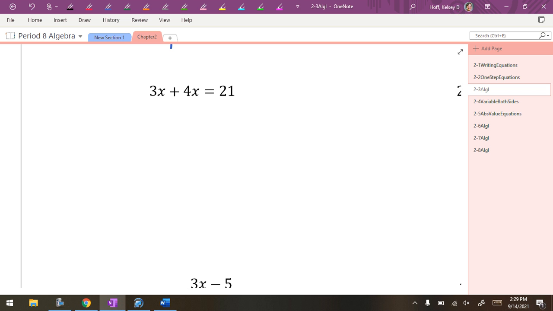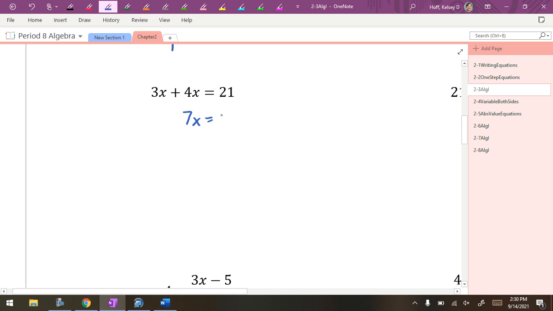So in this case, our variables are in 2 separate pieces. We need to put them together. When they're on the same side, take them exactly how they are. 3x plus 4x is 7x equals 21. Then I should divide by 7. x equals 3.